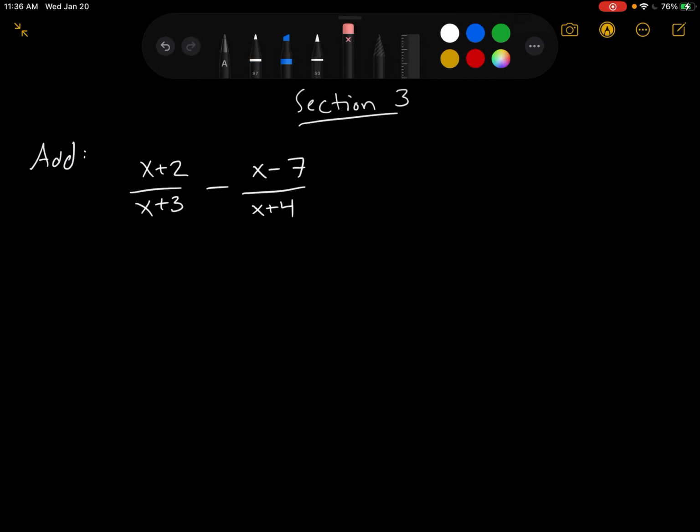All right, everybody, so our next section is going to deal with addition and subtraction. For both of these, we are going to need to find common denominators to be able to do that addition or subtraction. So to start off, the best thing that we can do is take a look, what are we dealing with? So we have an x plus 3, and we also have an x plus 4 here.